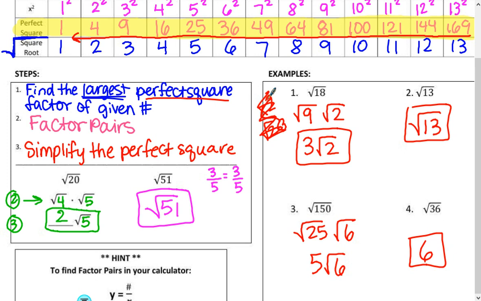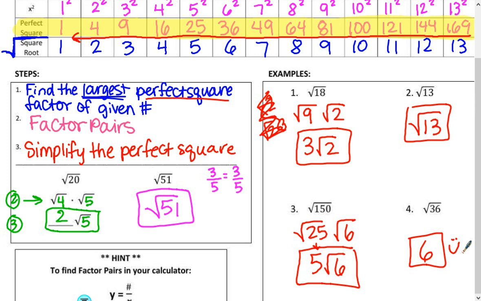Alright, with the square root of 150, again, work backwards down your line. And the first number that divided nicely into 150 was 25. So I have the square root of 25 times the square root of 6, and the square root of 25 simplifies to 5, and we're left over with 5 root 6. And then our fourth one, I might have tricked you here, but if you're looking down your line and you're like, okay, where am I going to start? Oh wait, 36. 36 is a perfect square. So the square root of 36 is just 6. Alright, he is a perfect square, and sometimes you just see those in there.